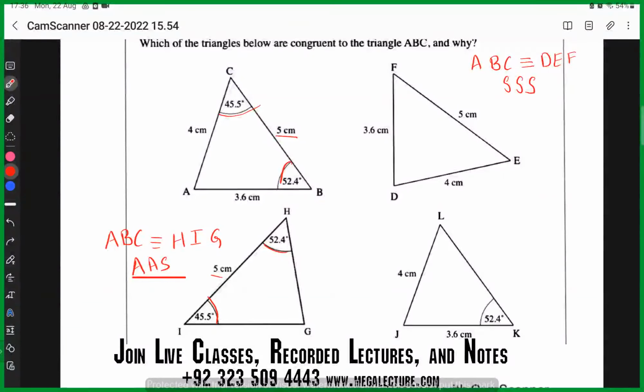Okay, so only the second and third triangles are congruent, because we have some tests that we have used and we were able to prove that. Is it okay now? Yes, okay. Understood. Yes, very good.